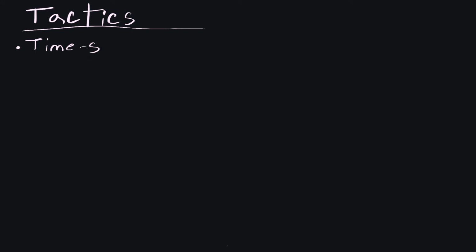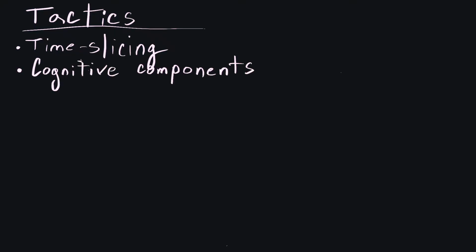Tactics. 1 is time slicing, where you identify a specific time frame within a longer sequence of actions. For example, when you're video editing, you might want to focus on just editing the beginning. How do you make the beginning of a video the best it can possibly be? Or the very end, how do you make that the best? Or focus specifically only on transitions between shots. Cognitive components. Try to drill only a specific cognitive component, like vocabulary.